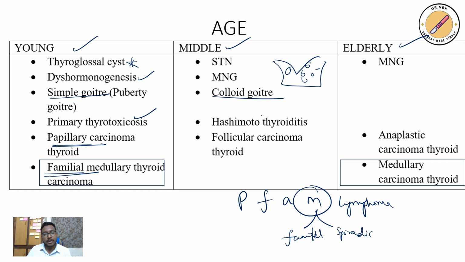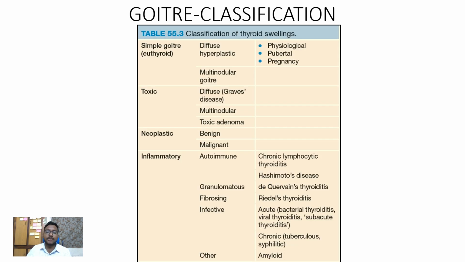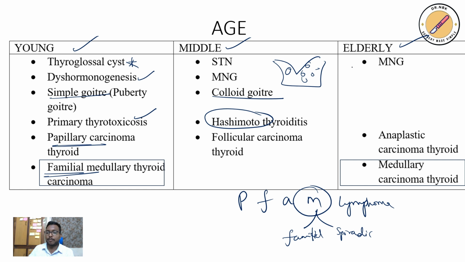Then coming to thyroiditis, Hashimoto's is more commonly seen in the middle age group. And when it comes to malignancies, one of the differentiated thyroid cancers, follicular cancer, is more common in the middle age group. Now coming to the elderly, you can have MNG, or even rarely a solitary thyroid nodule. And when it comes to malignancies, the worst prognosis among all the thyroid cancers is anaplastic carcinoma. It is more common in the elderly, and the non-familial variant of medullary carcinoma thyroid is also more commonly seen in the elderly age group. So this is the importance of age in case of a goiter.